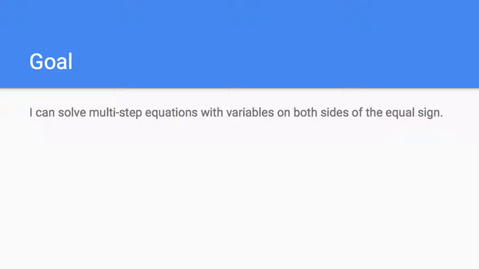Now we've done multi-step equations already. That's when you have to simplify the expression on one side of the equal sign before you can solve for your variable. In this case, you're going to possibly have to simplify on both sides. Maybe you only have to simplify on one side. But you're going to also have to eliminate a variable from one side or the other. And I'm going to show you how to do this. It's just kind of one extra step in addition to what we've been doing.